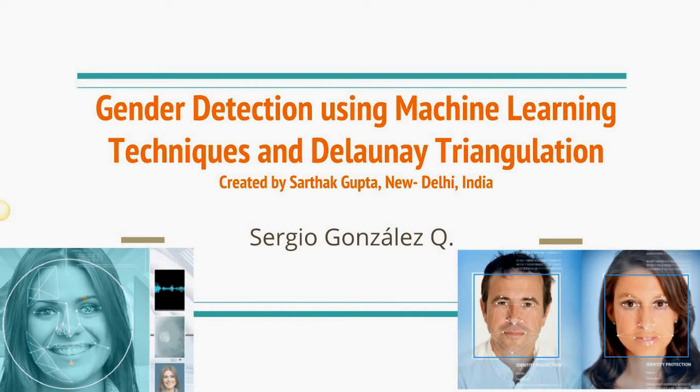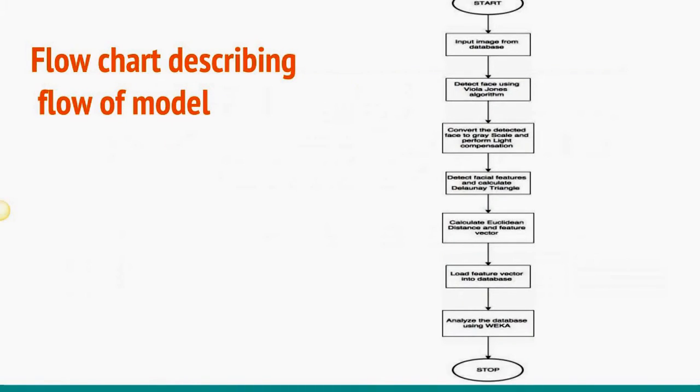This paper presented an approach to detect the gender of a person through a frontal facial image using techniques of data mining and machine learning. In this slide, you are seeing the flow describing the model used in the paper.